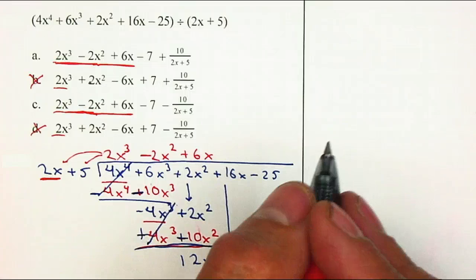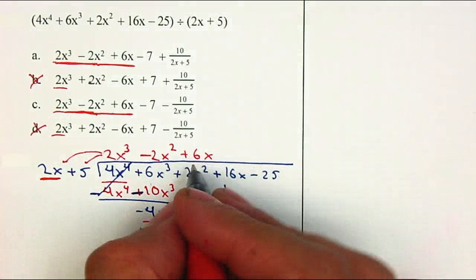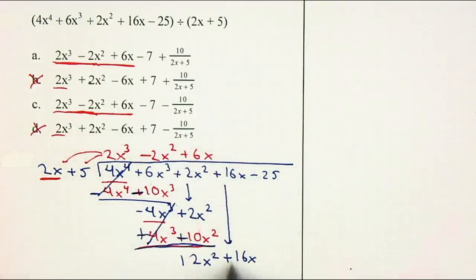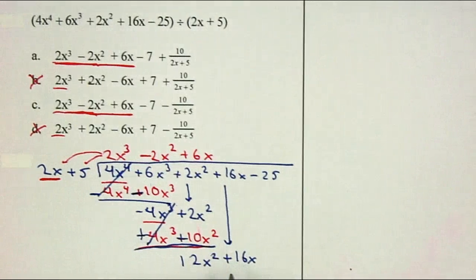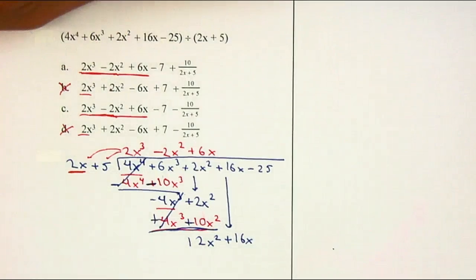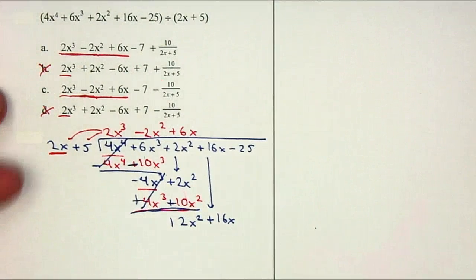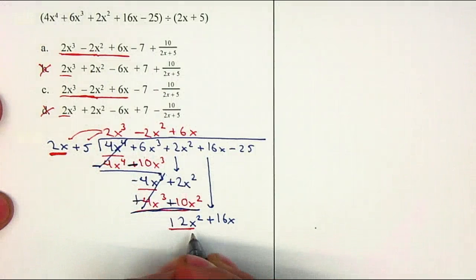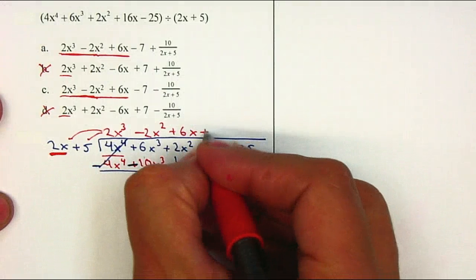That's correct. Now, by any chance, if you get a different number that's not 6, you know that you need to go back and fix it. At this point, so far, so good. We repeat the process. What do I need to multiply 2x by to get 12x squared? That'll be a positive 6.